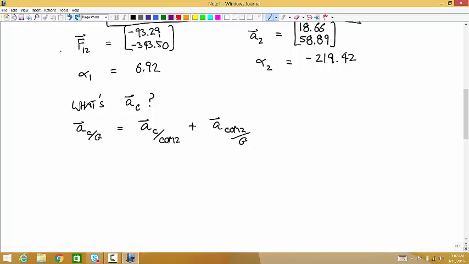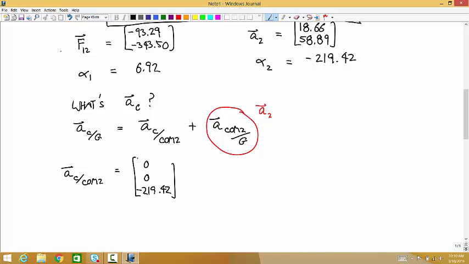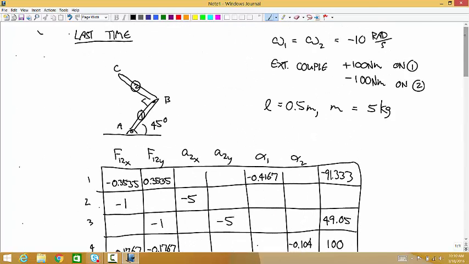And this one is what we've been calling A2, so we have values for that. The acceleration of the point C relative to the center of mass of 2 comes from the watermelon equation. So we have alpha 2, 0, 0, negative 219.42, crossed with the r vector. What's the r vector?